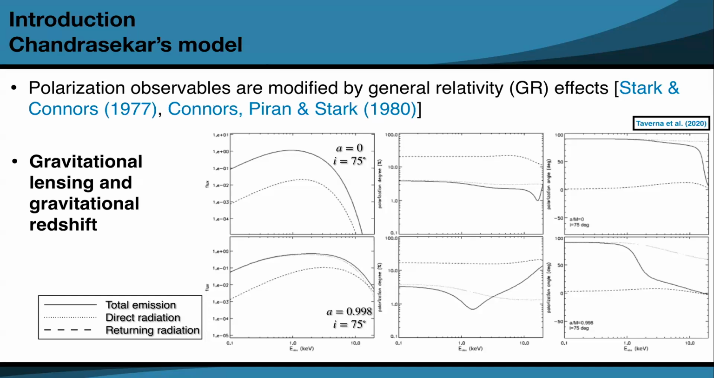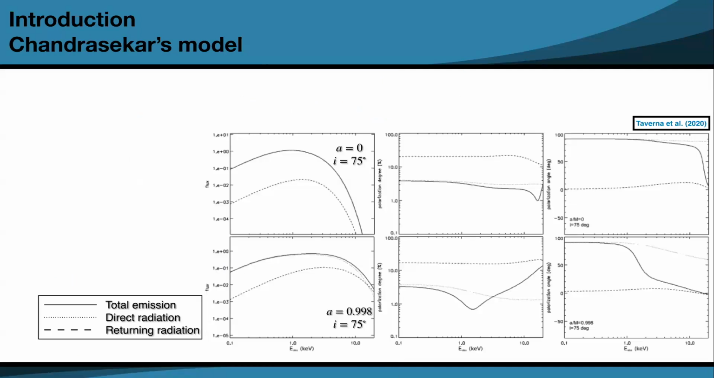So what we expect is that when, at higher energies, the returning radiation component becomes dominant, we observe a transition from the direct radiation regime to the returning radiation regime, and thus a 90-degree swing in the polarization angle and, at the same energy, a minimum in the polarization degree. However, this is actually not the only effect influencing the polarization observables as seen by an observer at infinity.